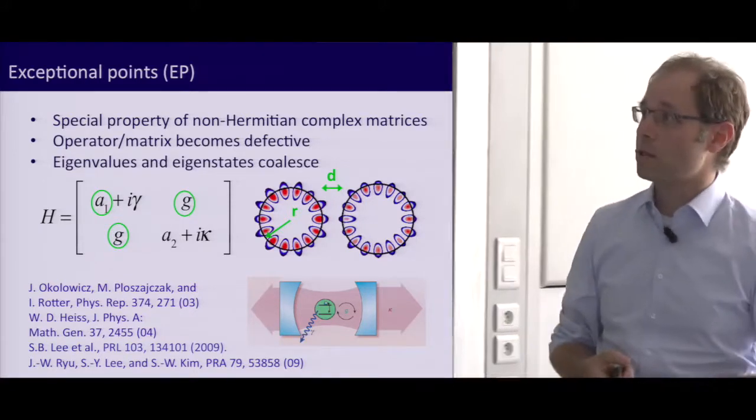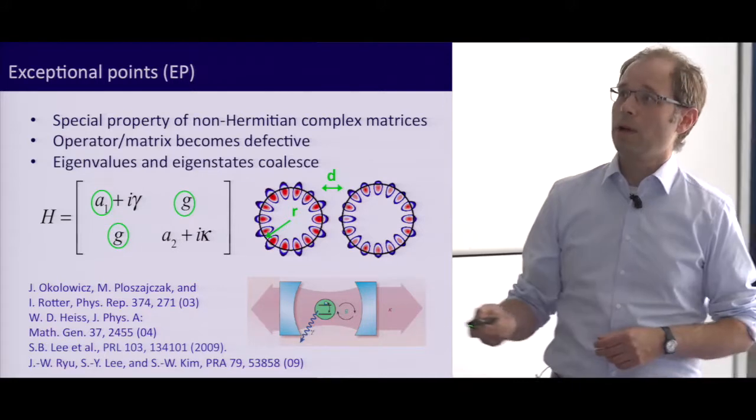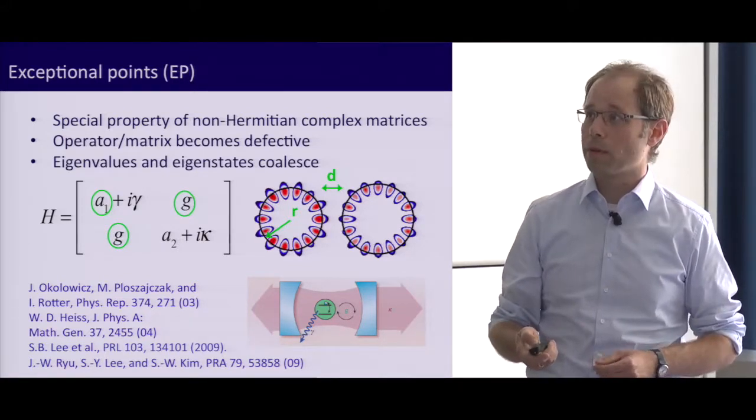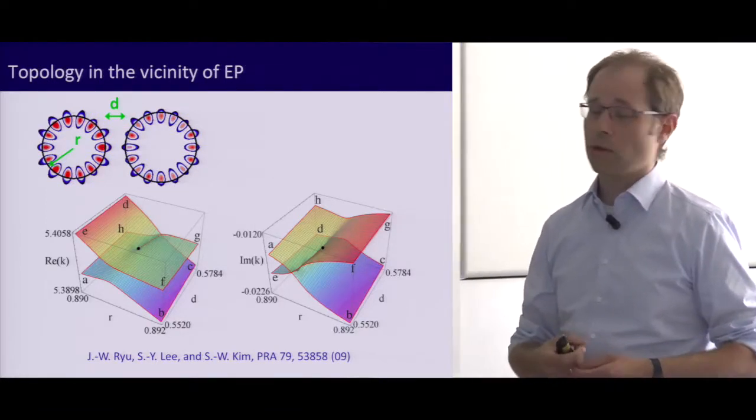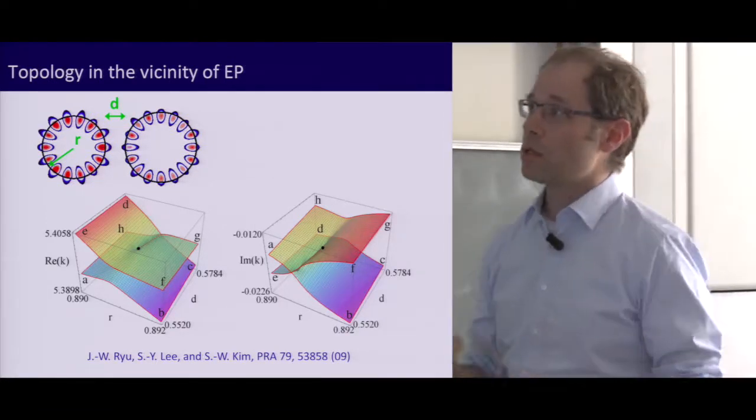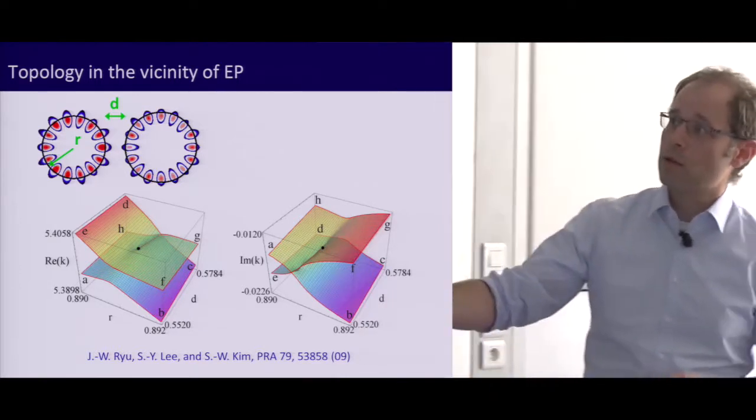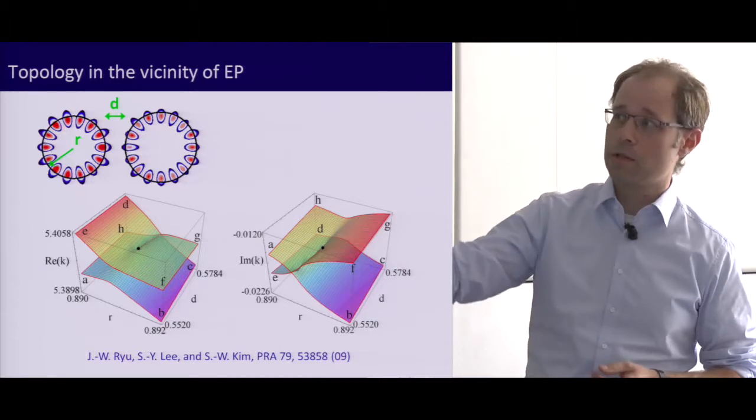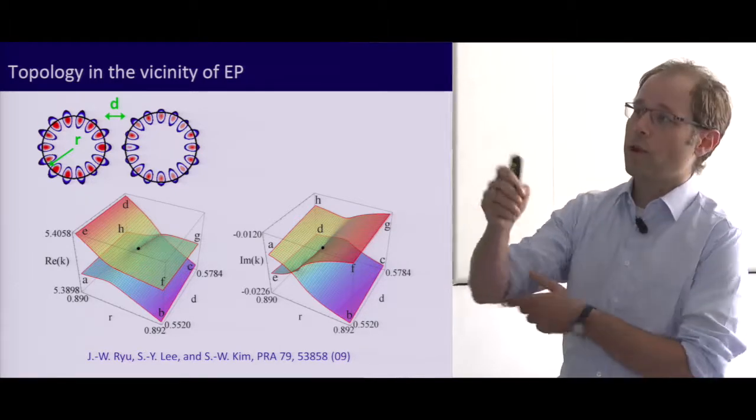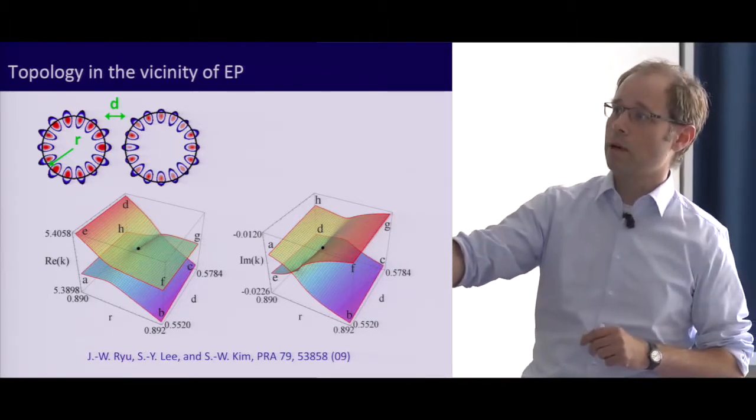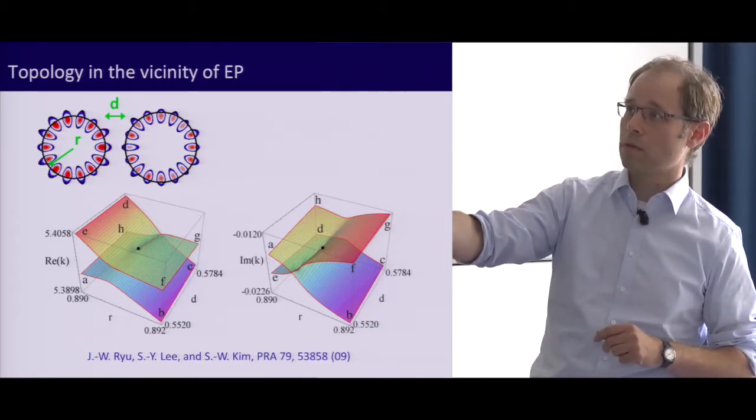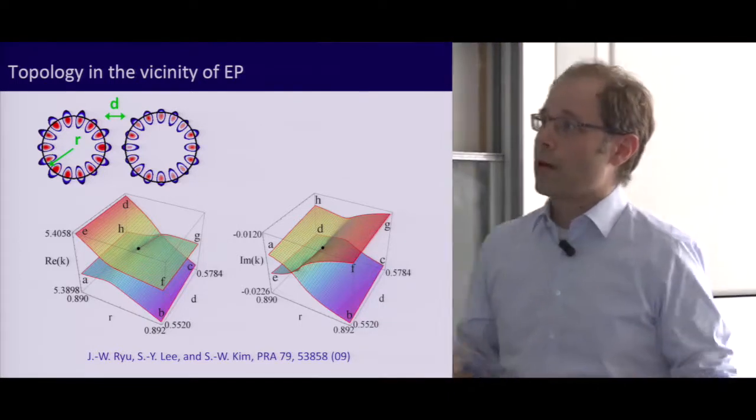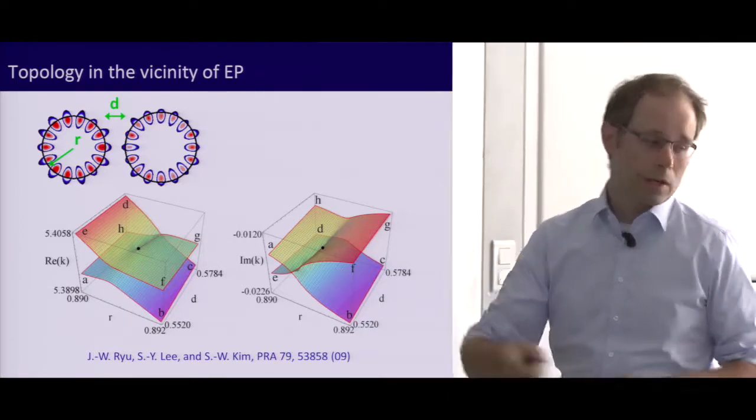So how would you then see that you have an exceptional point? Well, you would just look at the eigenvalues of this simple 2x2 matrix and plot them. And since it's a 2x2 matrix, you have two eigenvalues. And since it's a non-Hermitian problem, those eigenvalues have a real part, which is plotted here, and an imaginary part that is plotted here. And if you vary those two parameters, R and D, which is the radius here and the distance, then those eigenvalues would change in their real and imaginary parts.